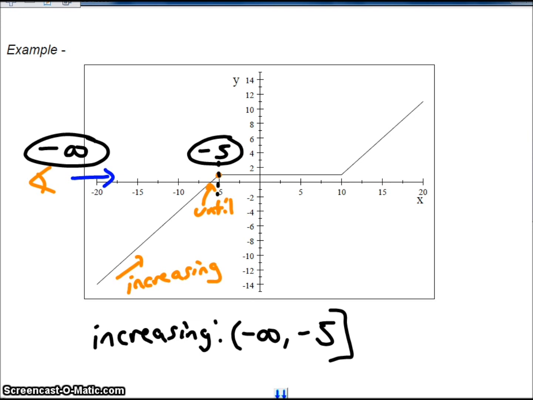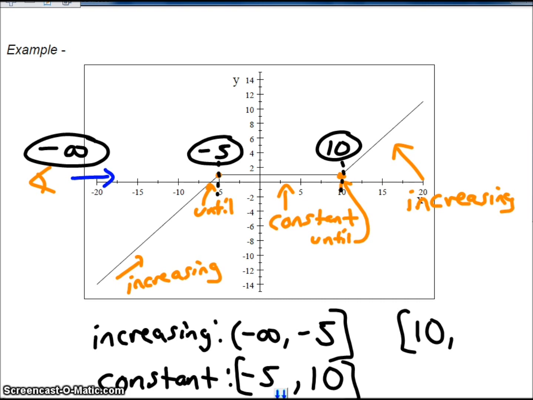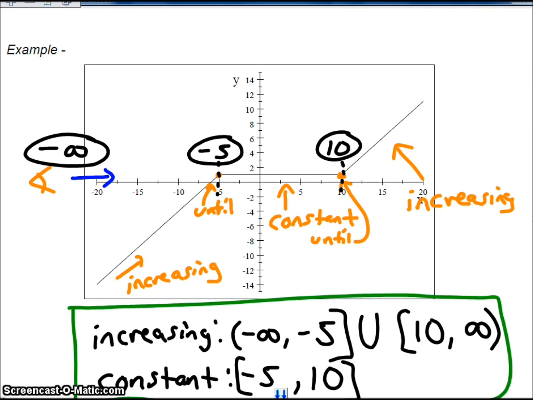Now, starting at -5, what does the graph begin to do? It goes flat, and so we have a constant interval here. It's constant from -5 until we reach this point here, which has an x-coordinate of 10. And then starting at 10, what does it do? It picks up again. It goes up. And so it's increasing from 10 to infinity. Because we have two different intervals on which it's increasing, we will use a union symbol between the two intervals. So there is our final answer.